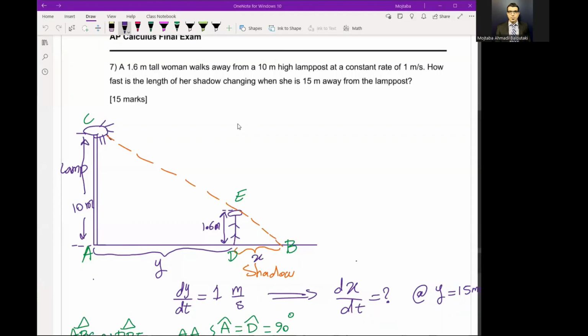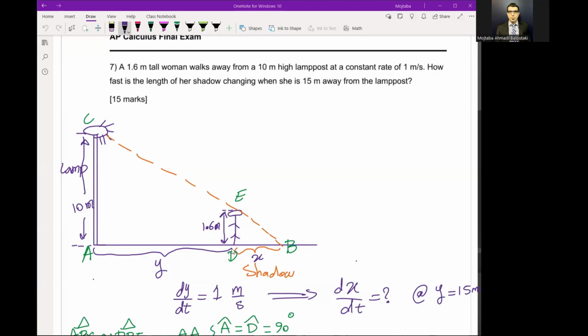All right, question 7. A 1.6 meter tall woman walks away from a 10-meter high lamppost. So this is our lamppost, 10 meters. This is the woman, 1.6, right? Walking away, going this way at a rate of 1 meter per second. So let's come up with some variables. This is 10 meters. This is 1.6.